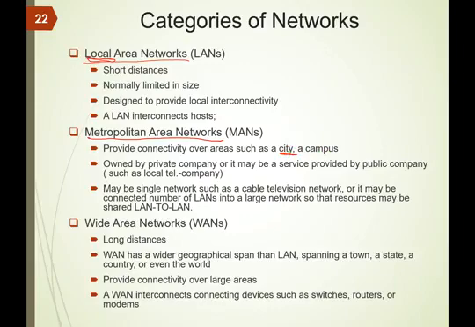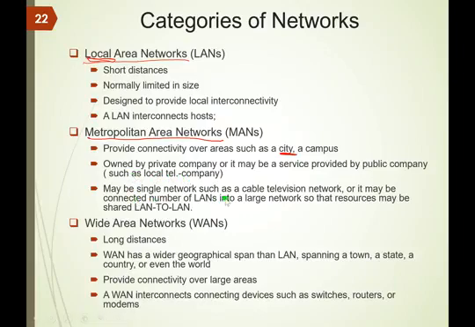So by metropolitan we mean a network that provides connectivity over areas such as a city or a campus. The whole University network, we can call it a metropolitan area network because we have different campuses, and they are all interconnected to make a metropolitan area network. A metropolitan area network is owned by a private company, or it may be a service provided by a public company such as a local telecom company. For example, the company that provides fiber communication, we can call their network a metropolitan area network.